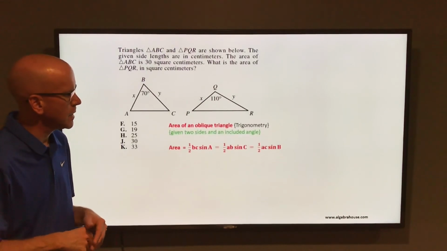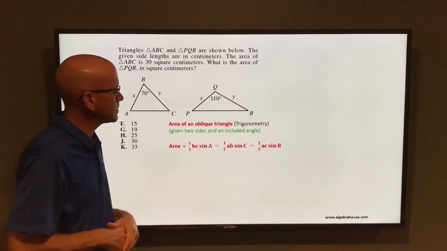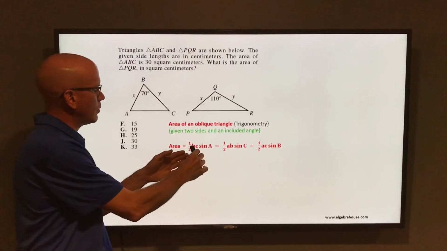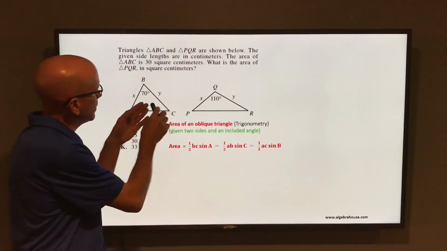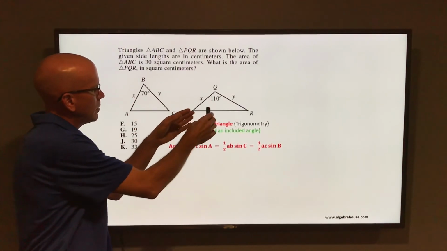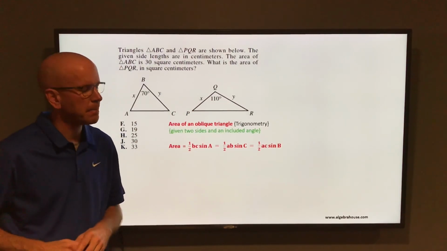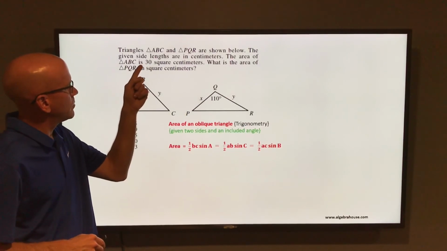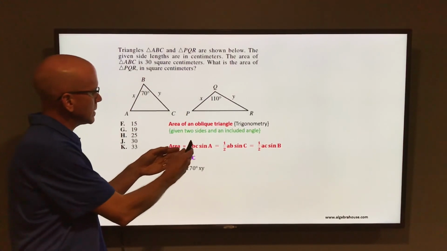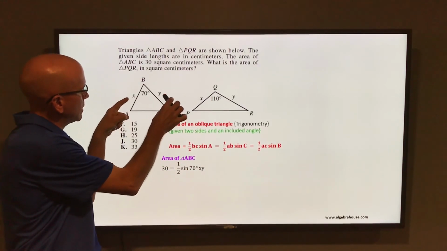From the world of pre-calculus or calculus, this is what's called the area of an oblique triangle, where you have two sides that are given to you and the included angle. The area would be 1/2 BC times the sine of A. So in this case, it'd be 1/2 XY times the sine of 70, or in this case, 1/2 XY times the sine of 110. Well, we have up here the triangle ABC is 30, so we can put that in for the area. Using this, we can say 30 is equal to 1/2 times the sine of 70 times XY.